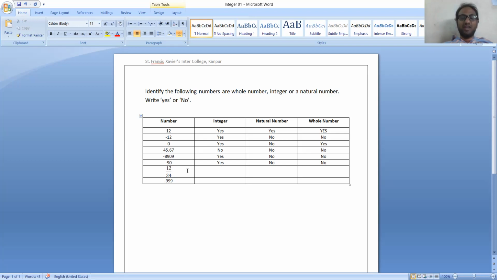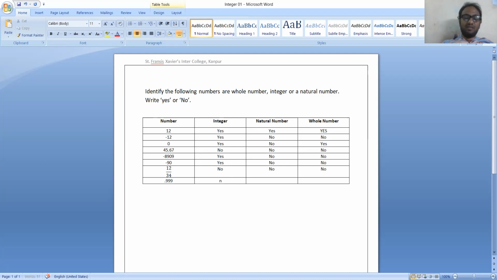This is a fraction. So the fraction is not a part of integer. So you will write easily, this is not an integer. And it is also not a whole number and not a natural number. Very good, student. In the same way, you have to write minus 0.999.